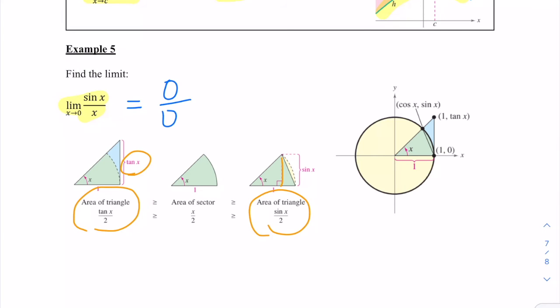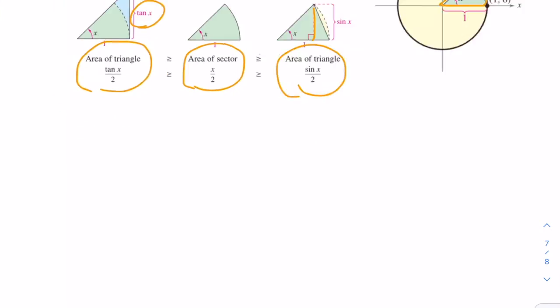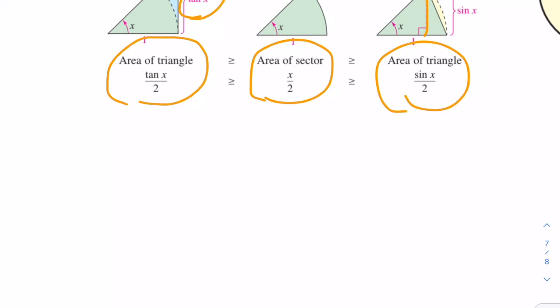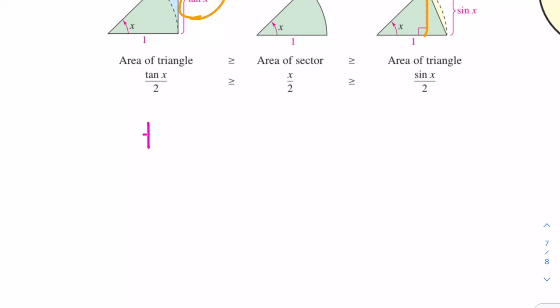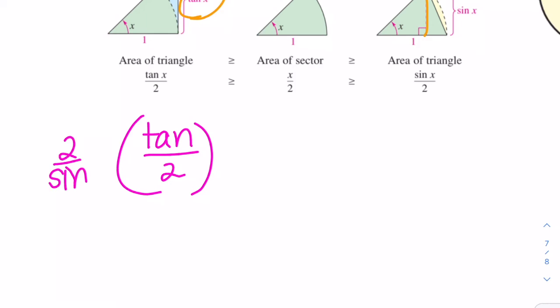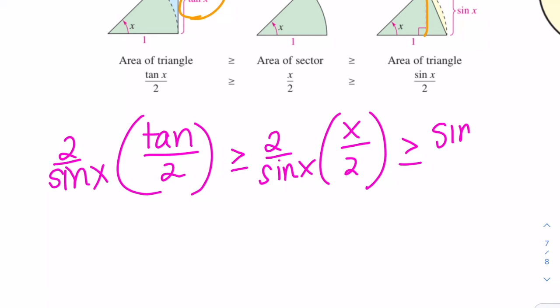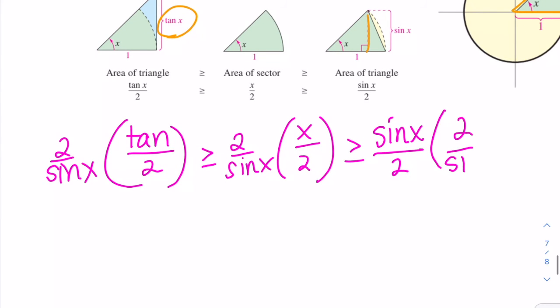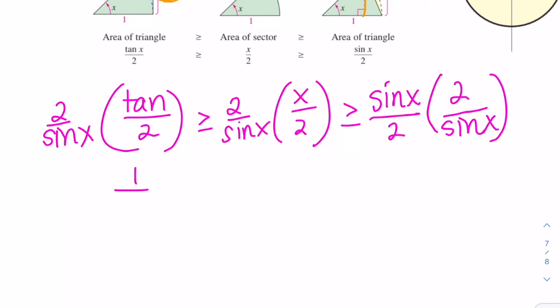And in between those two triangles, we have the area of the sector. And we know the area of a sector is going to be r squared times whatever the central angle is, divided by 2. So the radius is 1, so this will be x over 2. If we multiply each of these expressions by 2 over sine of x, we'll get 1 over cosine of x is greater than or equal to x over sine of x is greater than or equal to 1.